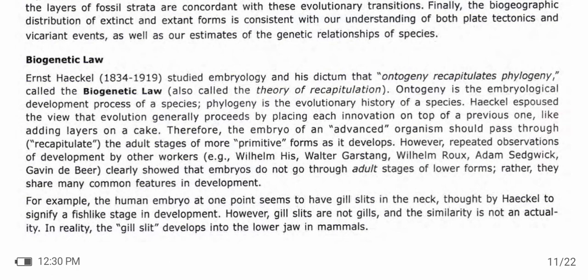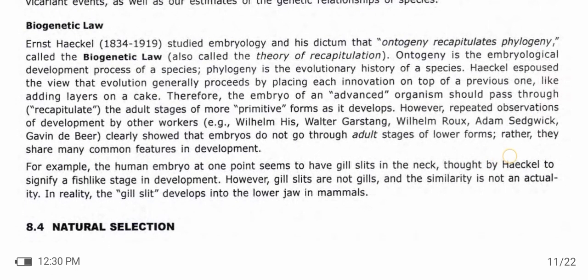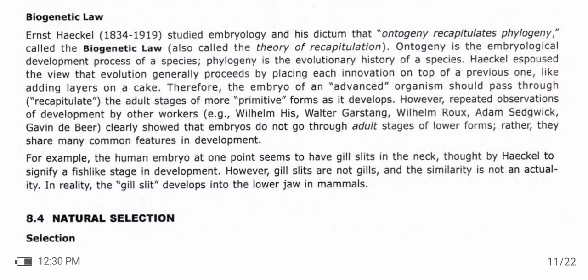Ontogeny is the embryological development process of a species. Phylogeny is the evolutionary history of species. Haeckel espoused the view that evolution generally proceeds by placing each innovation on top of the previous one, like adding layers on a cake.